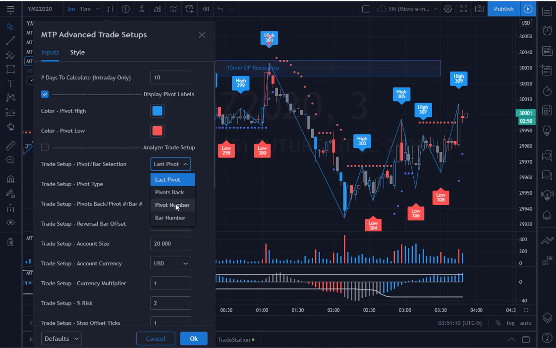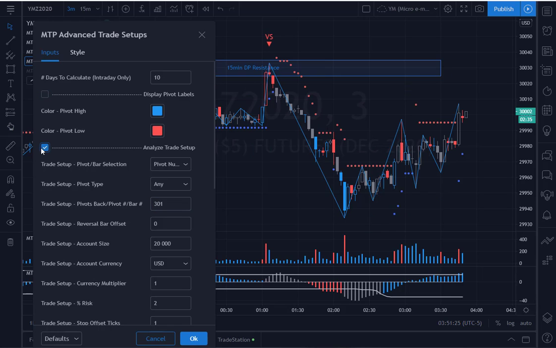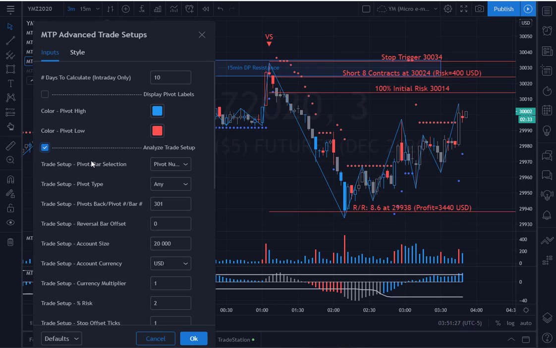So that's on bar 301. So now I'm going to use the pivot number, and now I'm going to do on bar 301. That came in at the bar of the high, so reversal bar offset would be 0. So now I'm going to turn the pivot numbers off to clear the chart up, and now I'm going to put the analysis on, and you can see there was our trade setup.